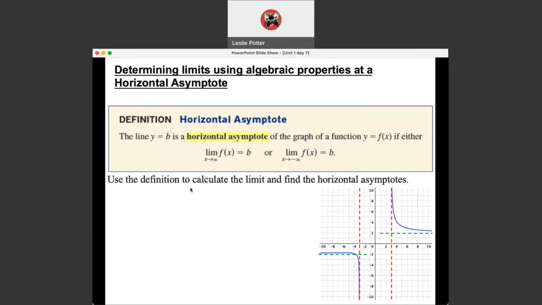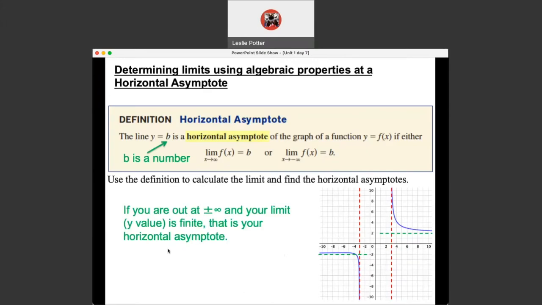Okay, so we use the definition to calculate the limit to find those horizontal asymptotes. If you're out at this infinite value for x, you're way out at the ends of the function. Okay, that's your horizontal asymptote. So we don't care that this crosses the function here, because that's not even close to infinity. When we get way out here to negative infinity, it's never going to cross again.